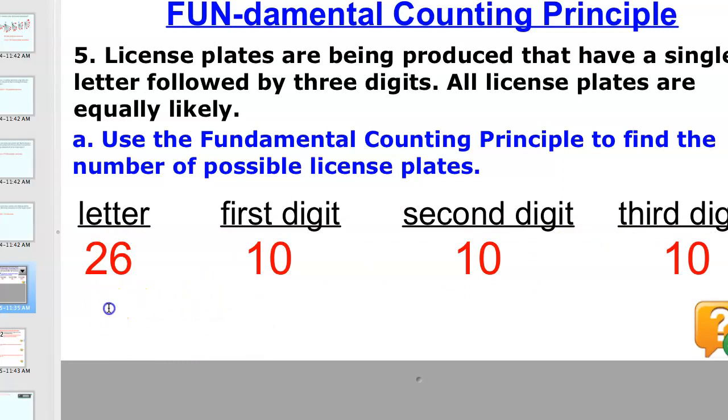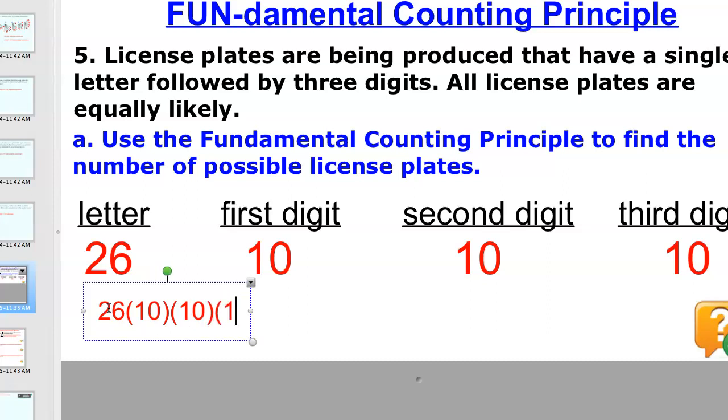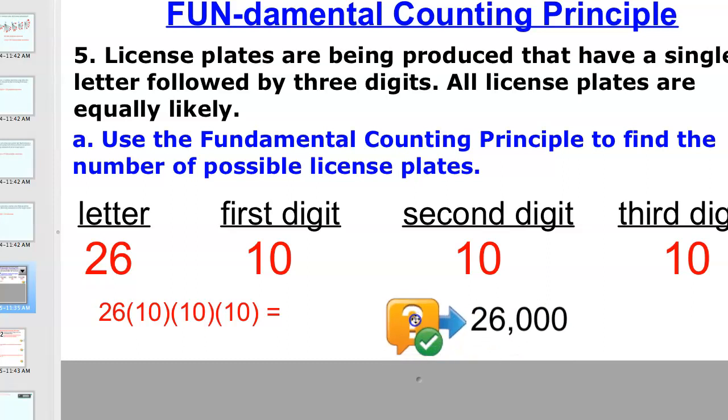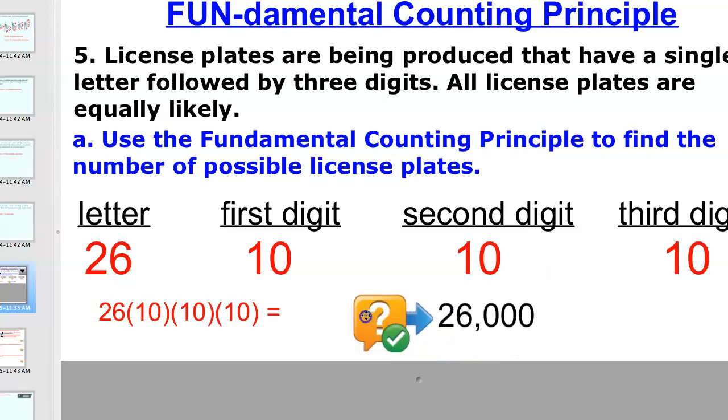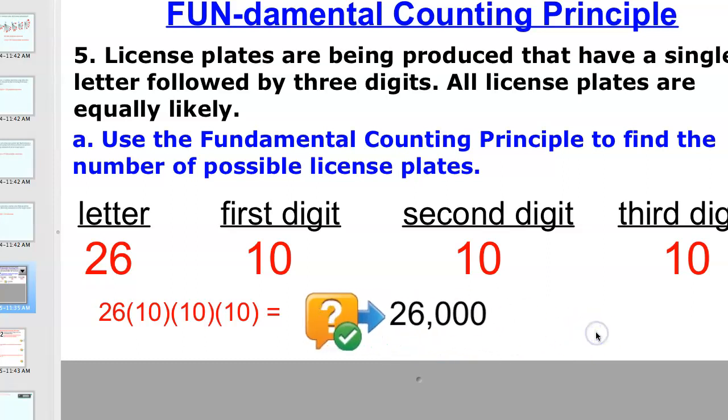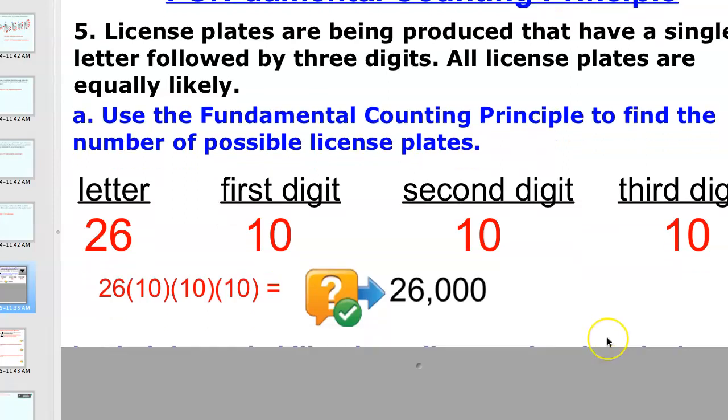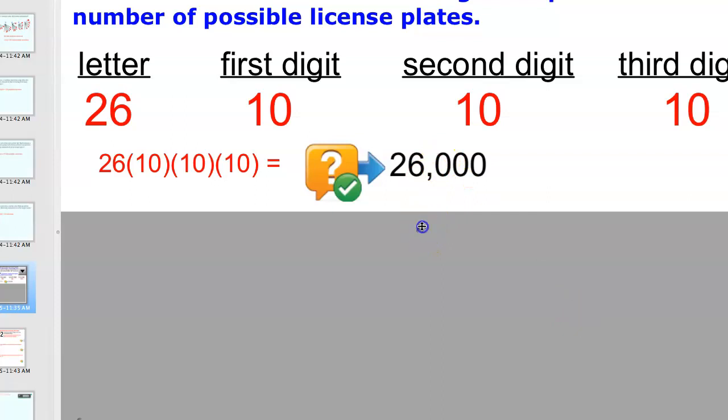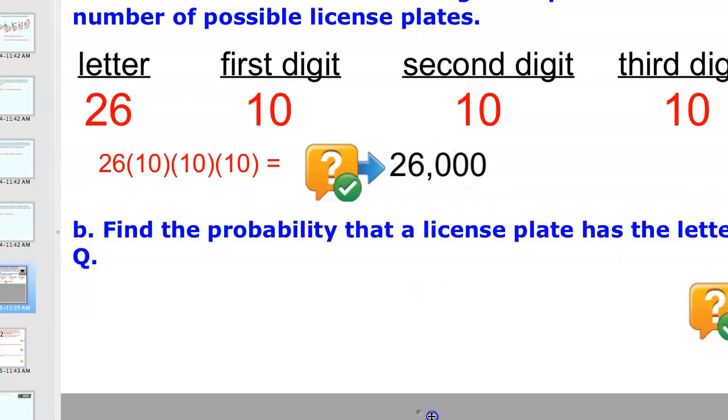So then from here, what I would do is I have to multiply all of them. So 26 times 10 times 10 times 10, okay? And that would give me 26,000. So there are 26,000 total license plates that have a letter followed by 3 numbers. That's a lot of license plates. That's so interesting. Okay, now I want to know the probability that the license plate has the letter Q.